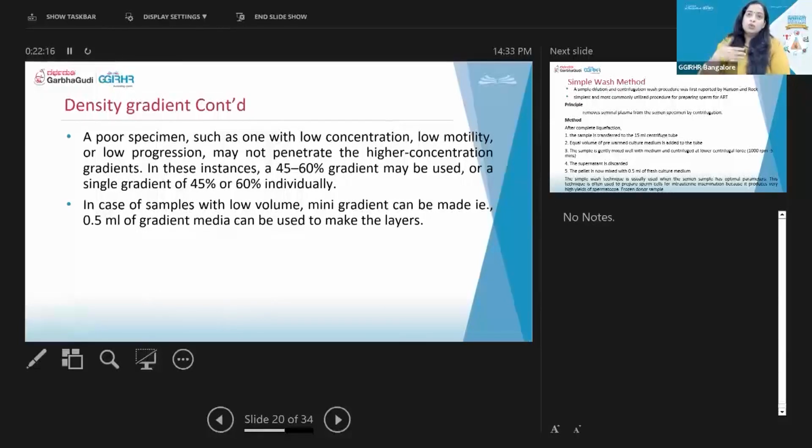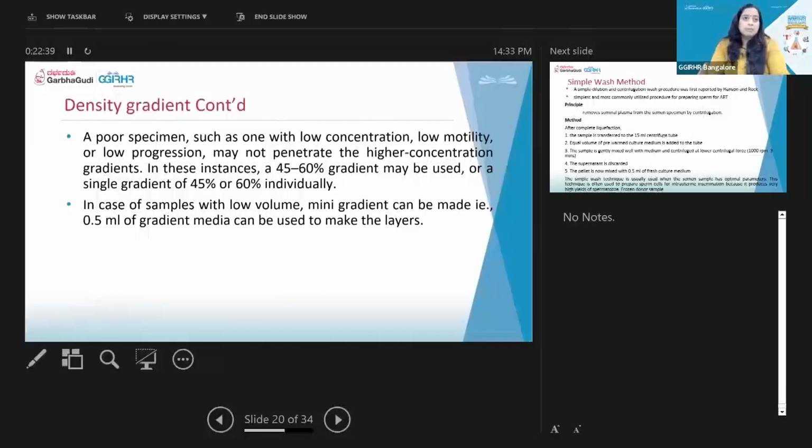So what you can do is you can have a 60% and 45% instead of an 80-40 or 90-45, where the colloidal solution of the silica particles concentration is less, so that the sperm which are of low quality, low concentration, can pass through and go to the pellet for a better recovery.